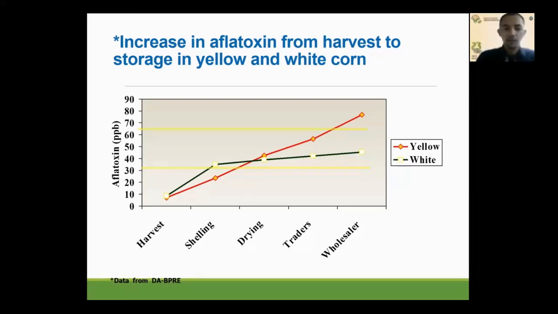And for the case of white corn, the increase in the infestation of aflatoxin contamination shows that it is during the harvest to shelling, though it also slightly increased during the drying up to the trading and wholesaling.